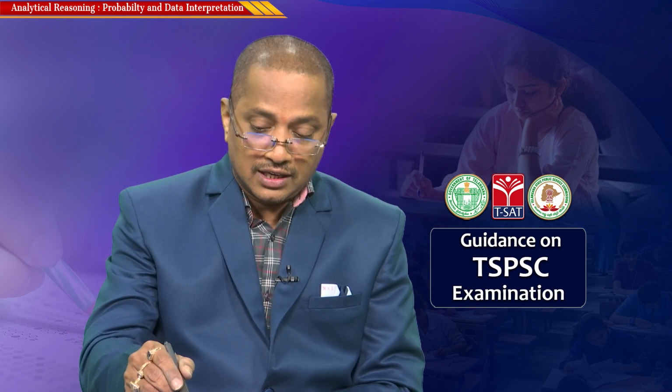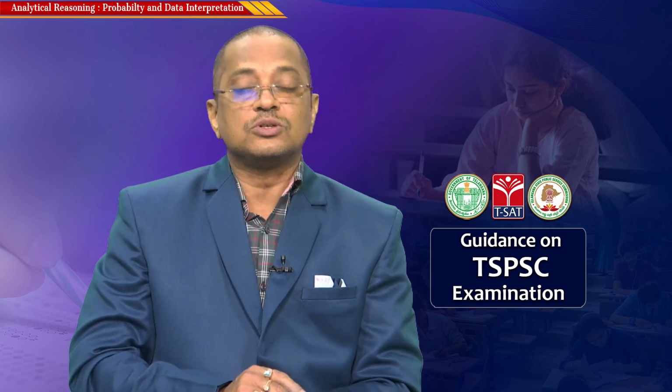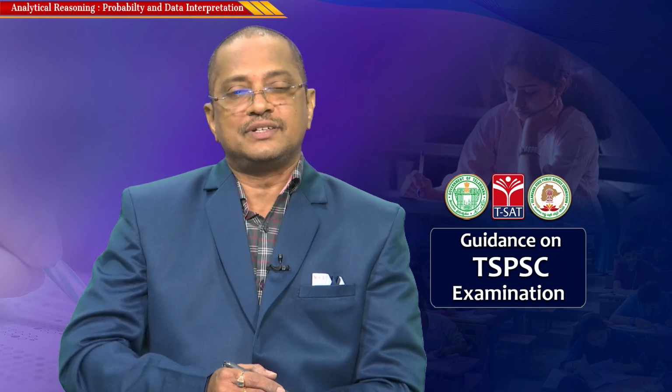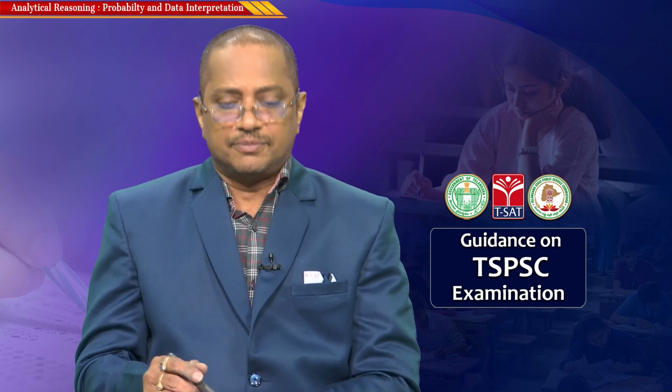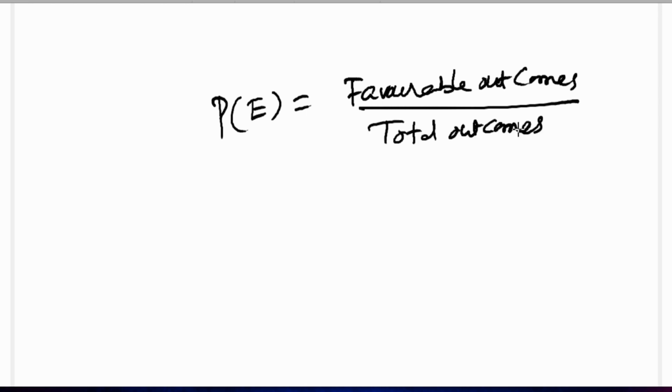Okay. And one more, you can take it as the probability of an event. Is it clear? The probability of an event is favorable outcomes by total outcomes. Okay, so this is about the probability of an event.